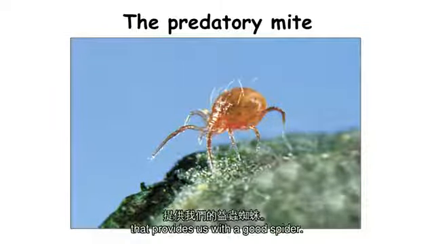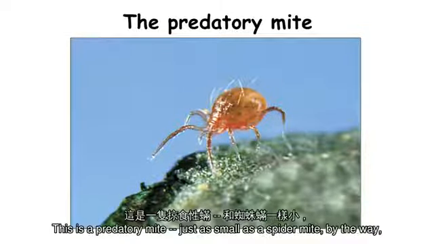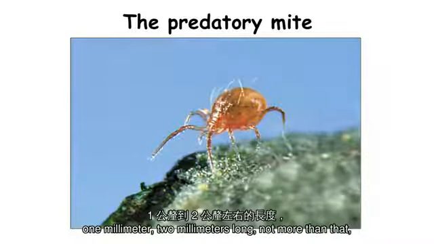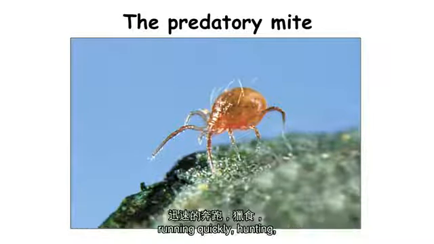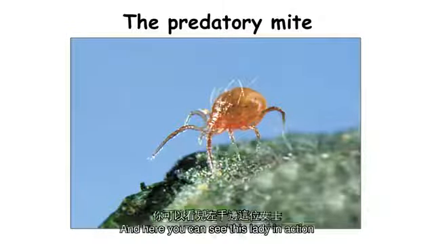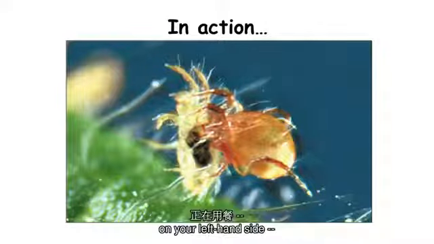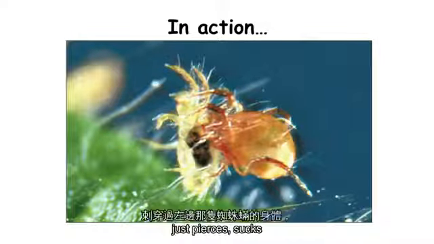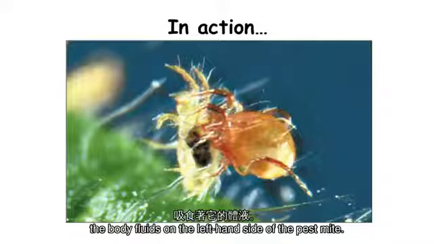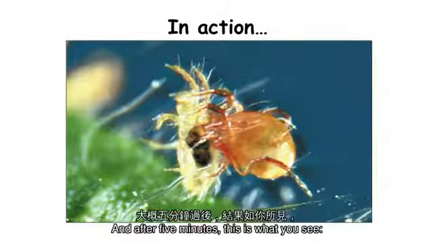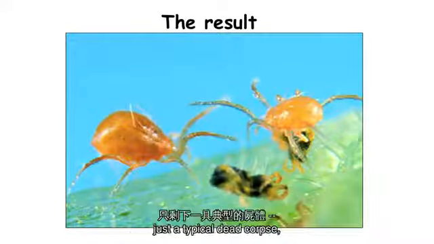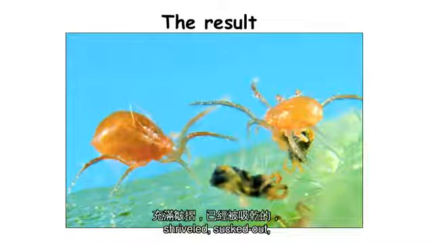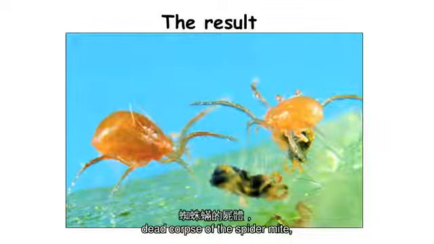But here comes nature that provides us with a good spider. This is a predatory mite, just as small as the spider mite, by the way. 1 millimeter, 2 millimeters long, not more than that. Running quickly, hunting, chasing the spider mites. And here you can see this lady in action. On your left-hand side, she pierces and sucks the body fluids of the pest mite. And after 5 minutes, this is what you see. Just a typical dead corpse, shriveled, sucked-out dead corpse of the spider mite.